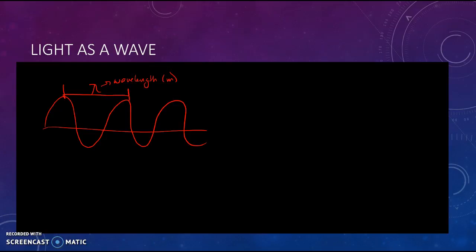And this is the distance between two successive crests, so these top points are called crests. Down here, these are called troughs, by the way, just for FYI purposes. So it's the distance between two successive crests or two successive troughs, and it tells you how far apart they are. Now, another property of waves that will be important in our discussion is called frequency.